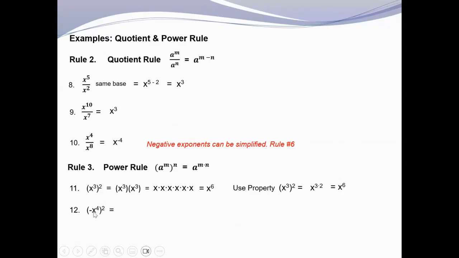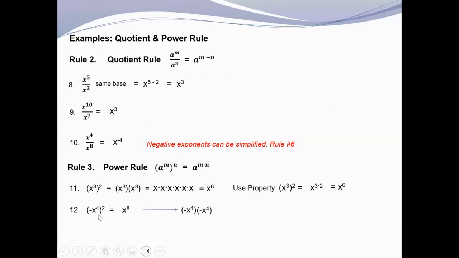Here is where it gets a little bit tricky with a negative sign, okay? But check this out. Let's expand it first. The answer is x to the 8th, but let me tell you why. Negative x to the 4th squared is the same thing as negative x to the 4th times negative x to the 4th. So negative times a negative will give you a positive. And then x to the 4th times x to the 4th will give us x to the 8th, because 4 plus 4 is 8.